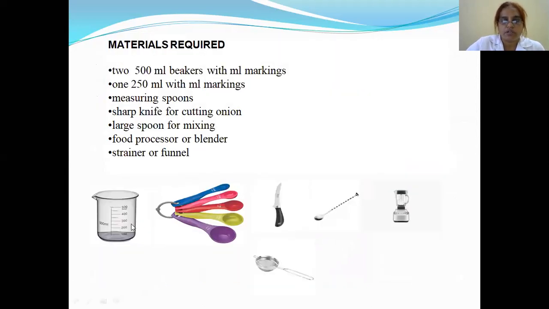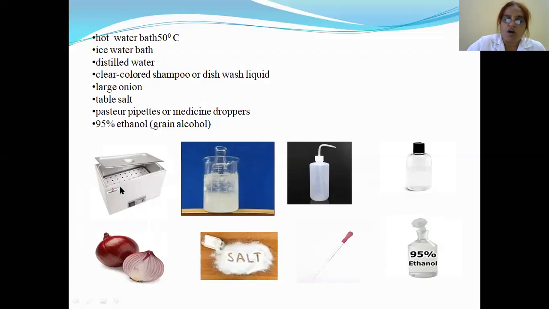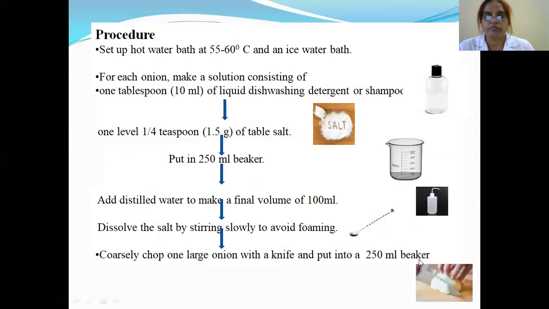So what are the things? Glass beaker, measuring spoon, knife, long spatula or spoon, mixer or blender, and strainer. Hot water bath, ice water bath, distilled water, clear liquid detergent or shampoo, 1 large onion, salt, and here it is a glass pasteur pipette and 95% ethanol. These are the chemicals required.